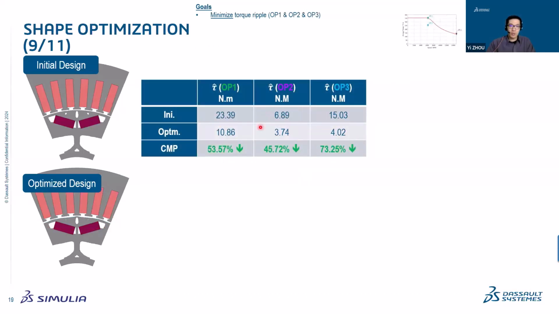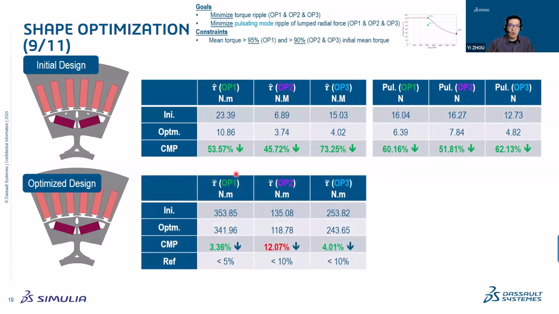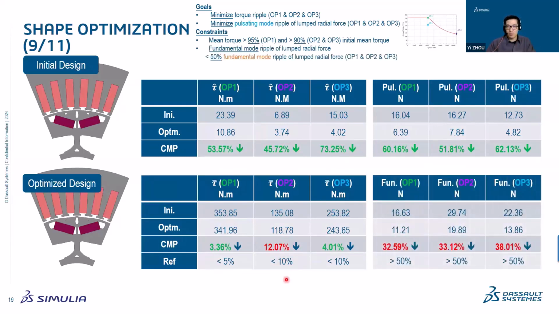For the torque ripple, we have an average of around 50% reduction for all operating points. And for the positive mode, we have maybe better, 55% on average. And for the mean torque, well, it's not that good, because for OP1 and OP3 we achieve the goal, but for OP2 we slightly exceed. The requirement is 10%, but we are landing at 12%. And for the fundamental mode, no, it's not that good. None of them achieved the goal, but we can see that the average is still around 30% reduction.